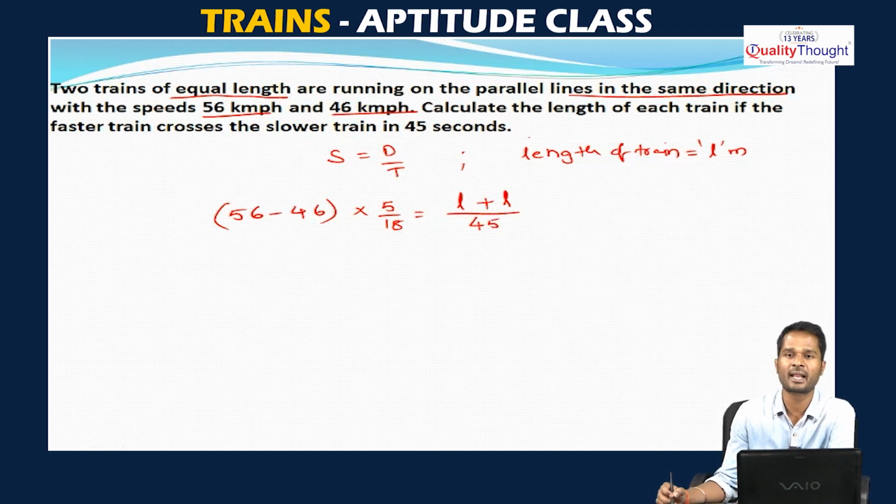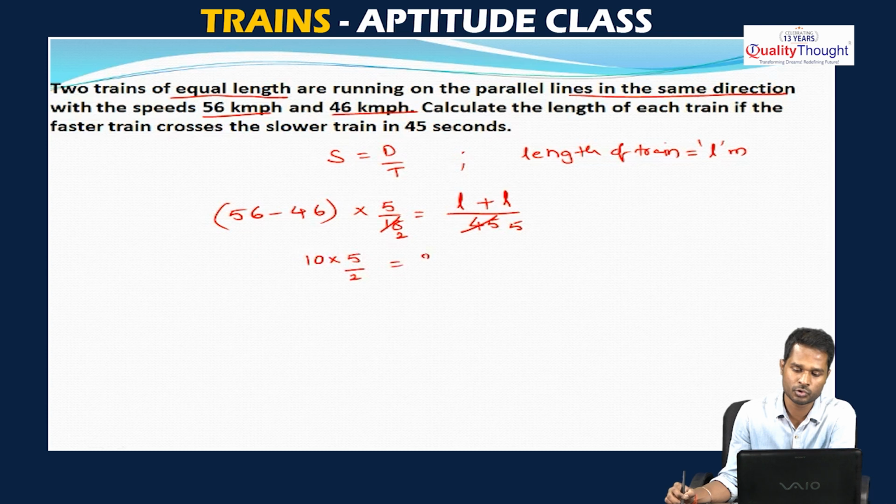Simple, we just subtracted the speeds because they are moving in the same direction and multiplied with 5 by 18 to convert into meters per second. In place of D, because there are two trains, we take both the train lengths into consideration, L plus L by 45. So 9 5s are 45, 9 2s are 18. Simplify again: 56 minus 46 is 10, into 5 by 2 is equal to 2L by 45. Therefore 2L is equal to 5 into 25, which is 125.